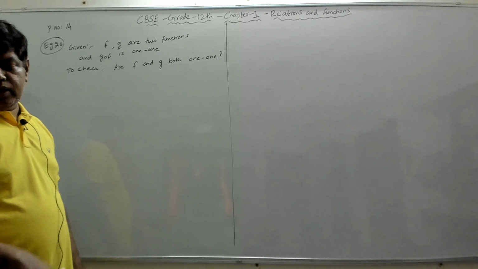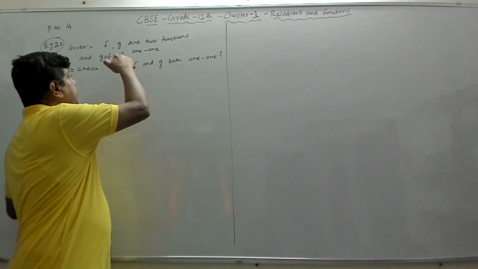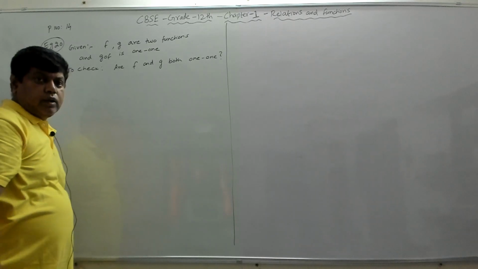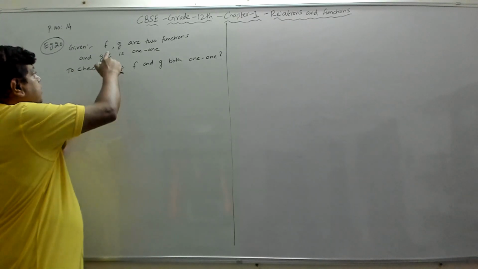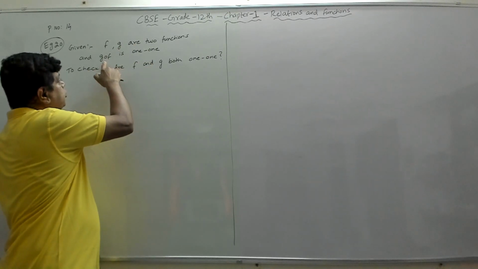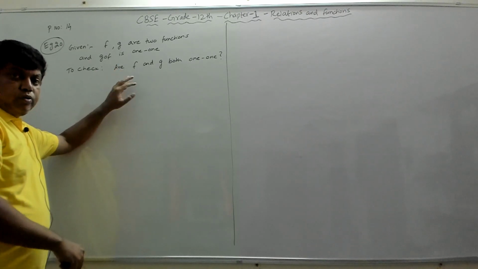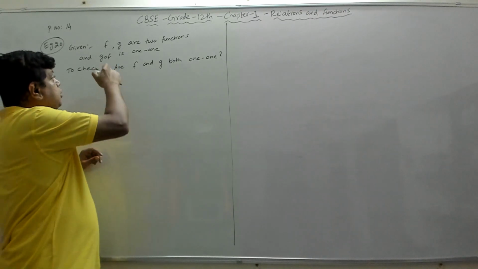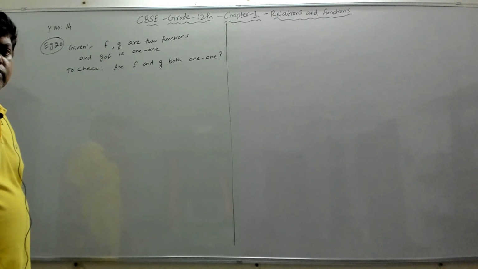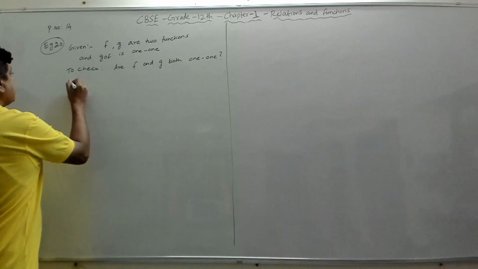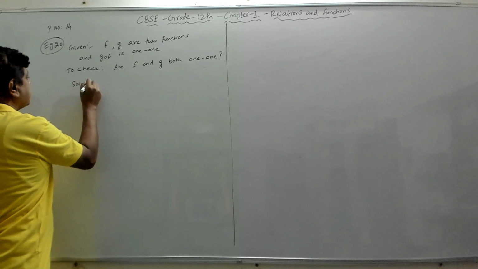In the previous example, example 18 of your textbook, we proved that if f and g are both one-to-one, then g of f is one-to-one. Now in this question, it's a converse. If g of f is one-to-one, can we say f and g both are one-to-one or not? The answer is no.